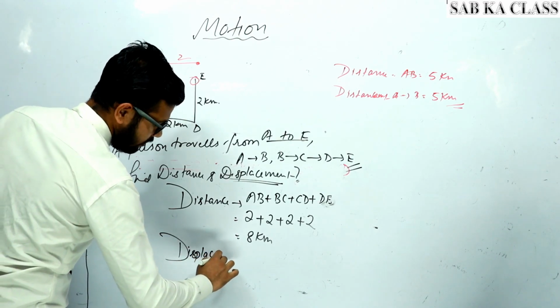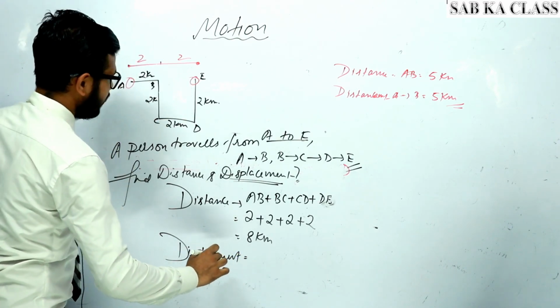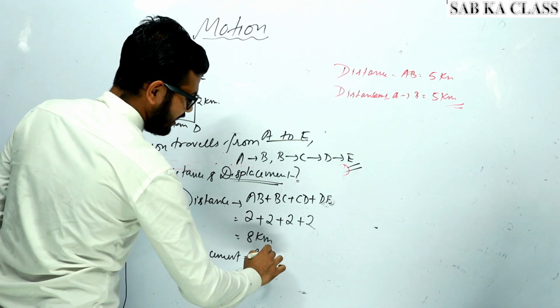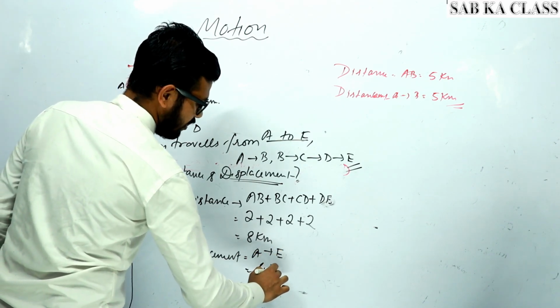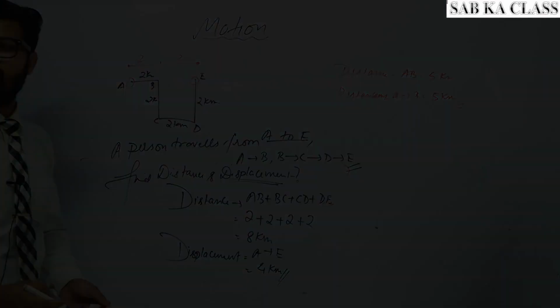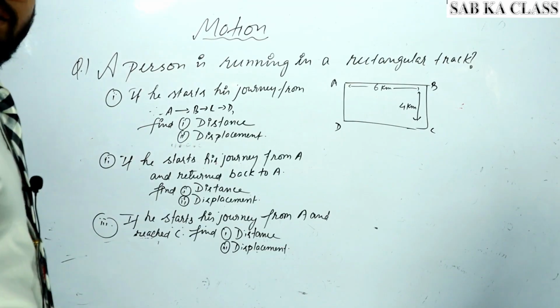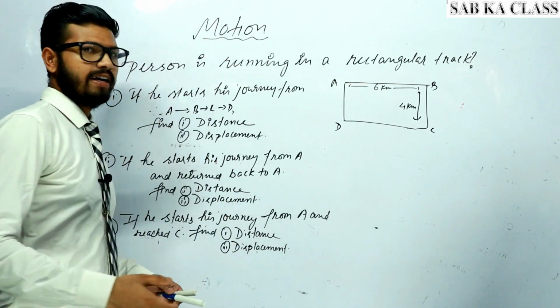The displacement in this case will be what? From A directly to E, isn't it? A directly to E, that is equal to what? Only 4 kilometer. I hope, my dear, it is clear, everyone. Yes, fantastic. So my dear, this is a very important question given to you from my side.